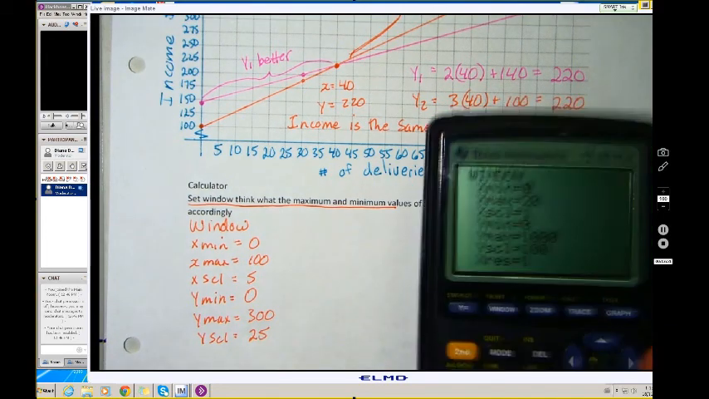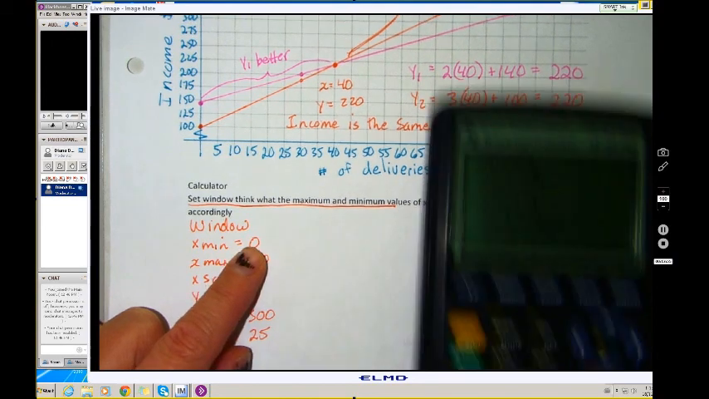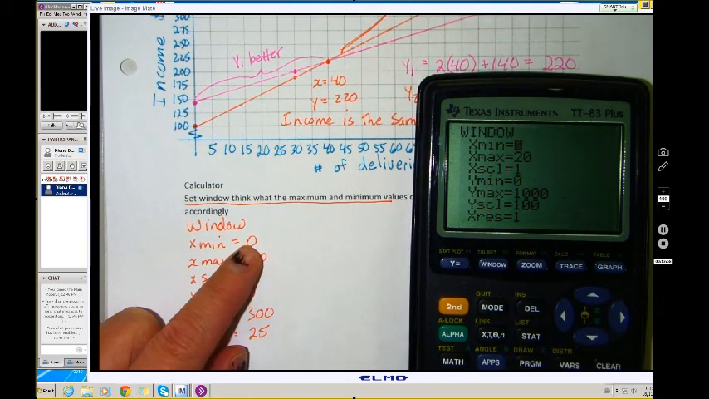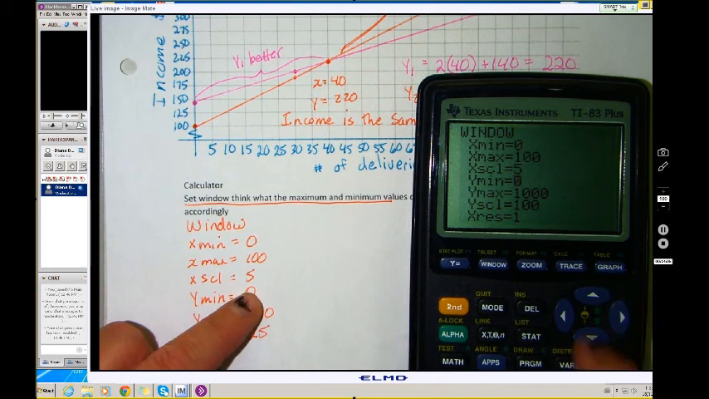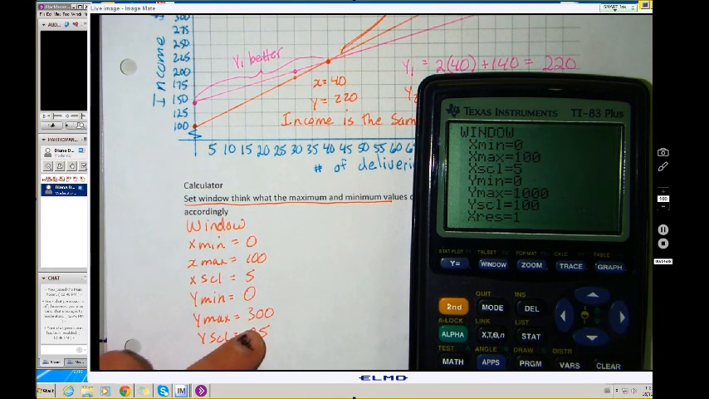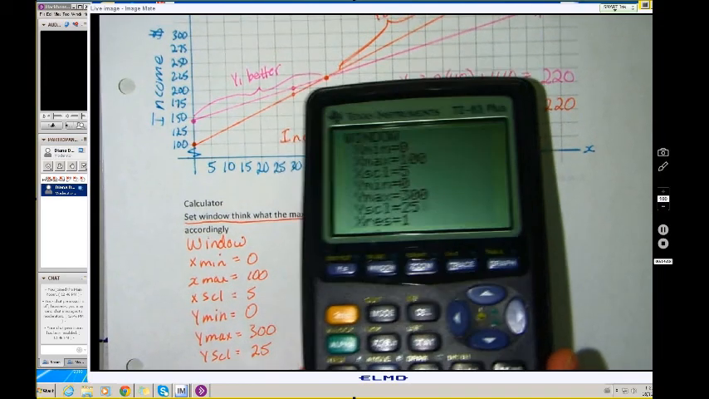So you just put that in. All you do is we got 0 already, and you can just use the arrow keys or the enter key. It will take you down to the next one. So I want this to be 100. Enter 5, or I could use the arrow key if I want. 300, 25. Now yours might have been different than mine to start with, but has everybody got that in their calculator?